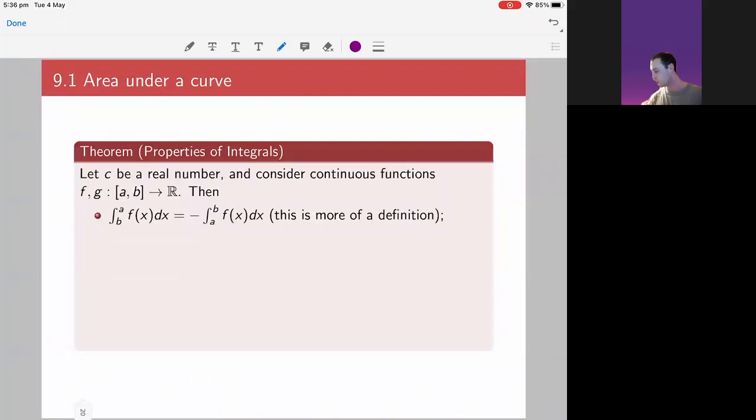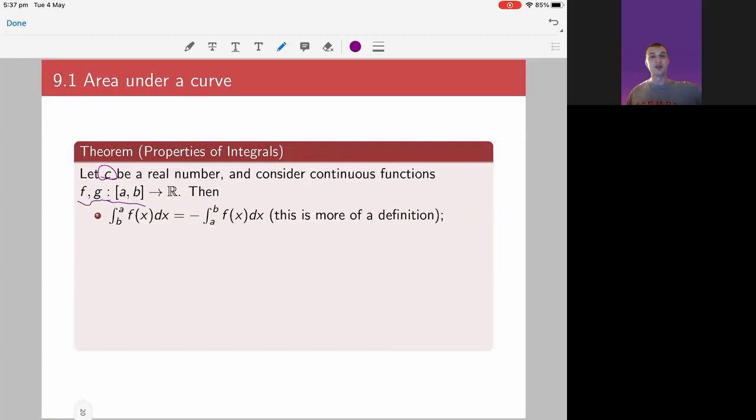So we should be very familiar with these kinds of theorems by now. We've seen them for limits, we've seen them for derivatives. Now we're going to see these for integrals. So the setting is, let's take two continuous functions f and g defined on some closed interval. The left point of this interval is a, and the right point is b. It's going into the real numbers. We're also going to let c be a real number.